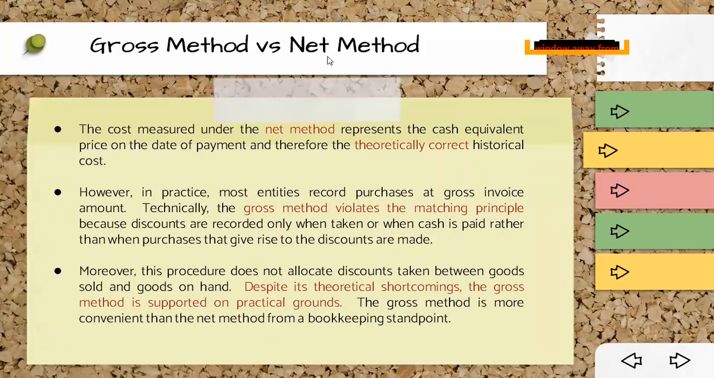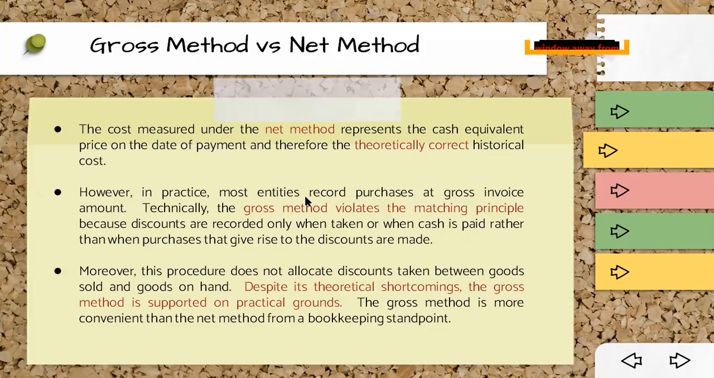So which is better to use, the gross method or the net method? The cost measured under the net method represents the cash equivalent price on the date of payment, and therefore, take note, it is theoretically correct. It is the theoretically correct historical cost. So the net method is favored theoretically.